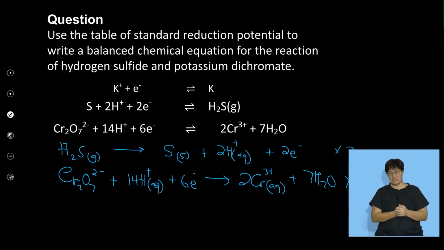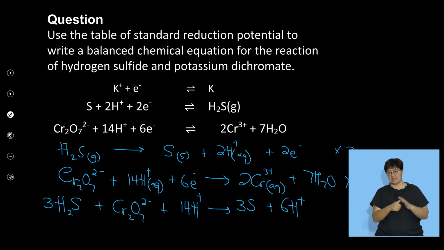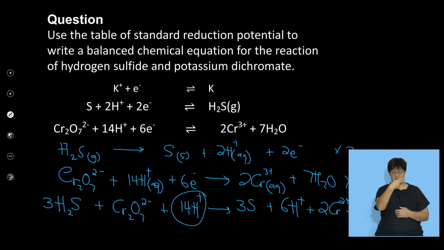Now, if we multiply this by 3, then we'll have 3H2S, plus the dichromate, Cr2O7 2-, plus 14 hydrogen ions, to give us 3 sulfur, plus, if we multiply that by 3, it will give us 6H+, plus, if we multiply the chromium ion 3+ by 1, it will give us 2Cr3+, plus 7H2O.